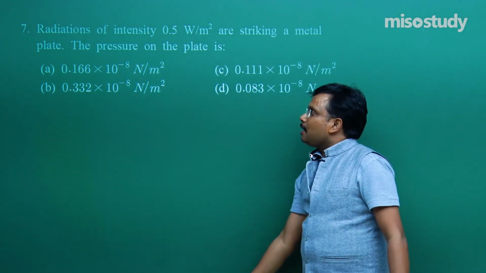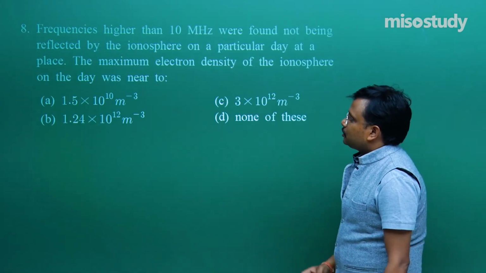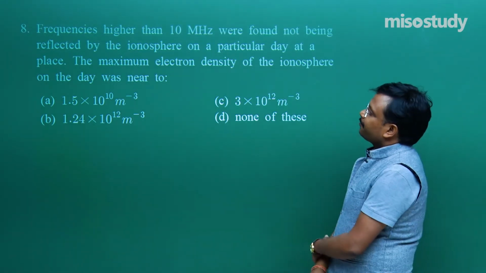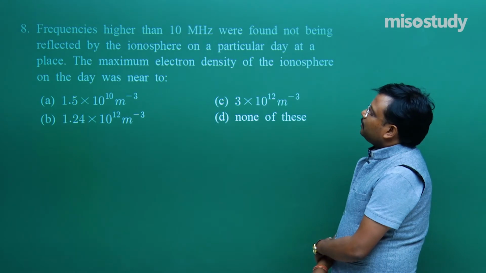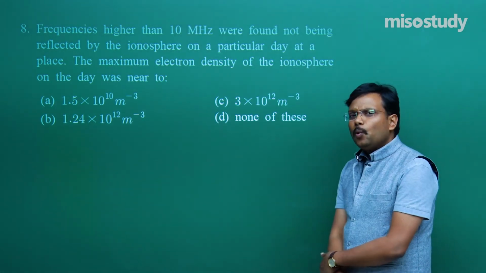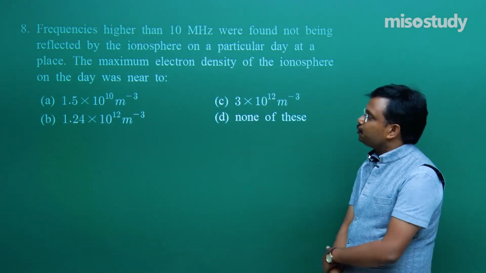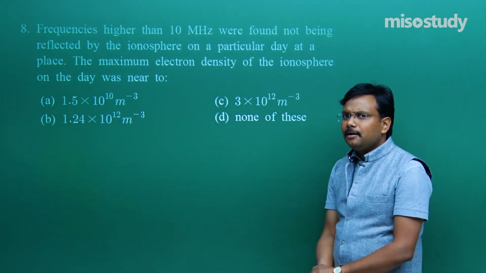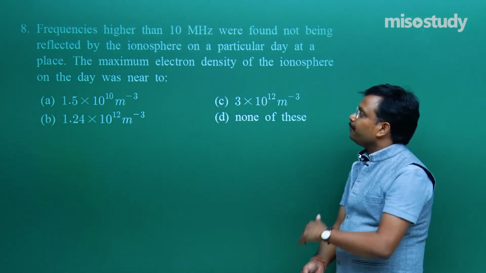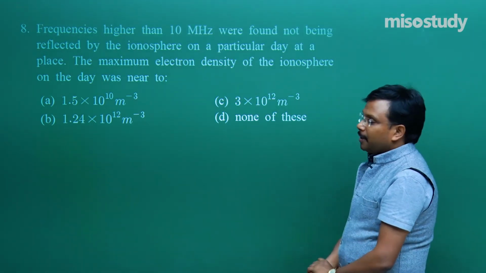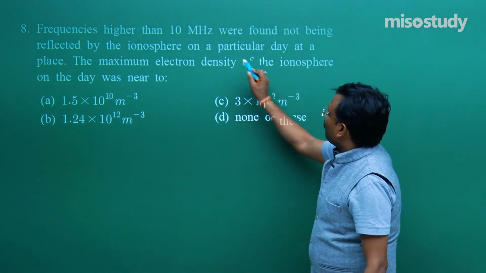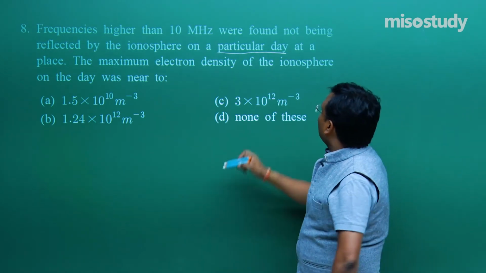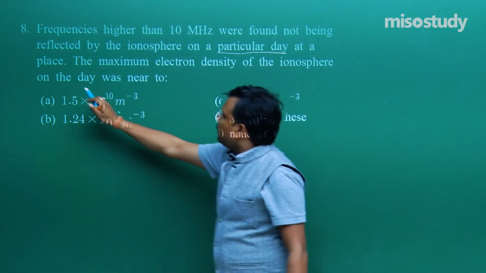Then, students, comes question number 8. Now what exactly is this problem? Frequencies higher than 10 megahertz, that is 1 into 10 to the power 7 hertz, were found not being reflected by the ionosphere, on a particular day at a particular place. This is very important. Particular day, it's not like Sunday or Monday, but a particular day and place.